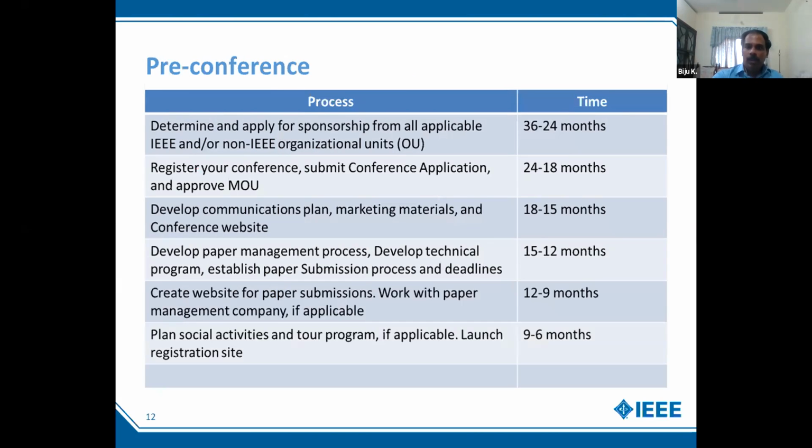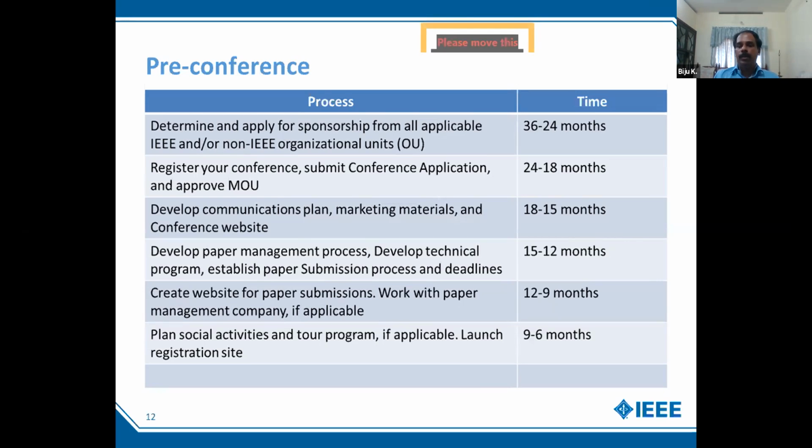So the pre-conference part. We have to determine and apply for sponsorship from all applicable IEEE and non-IEEE OUs well in advance, as I mentioned earlier. The ideal time frame may be 36 to 24 months. This varies depending on the magnitude of the conference. For a big conference like a flagship conference, you have to start planning at least 36 months, 3 years ahead. For a small conference, a 2-year span might be enough. Then you register your conference, submit the conference application, and approve your MOU, which can take from 2 years to 1.5 years before.